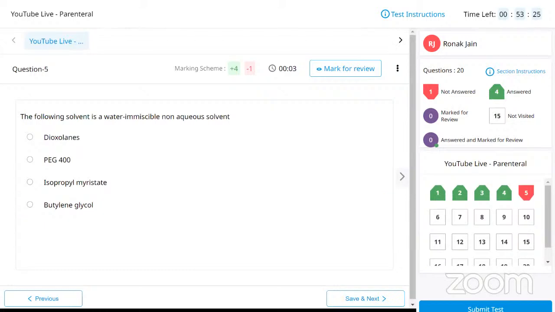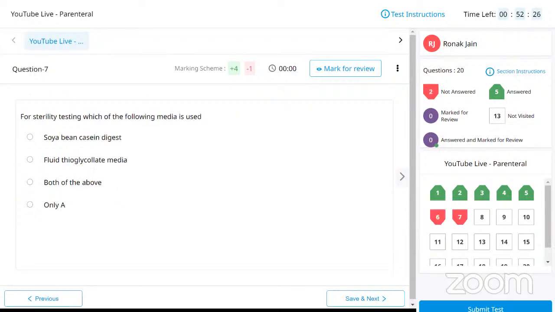The following solvent is a water immiscible non-aqueous solvent. So we have 4 options, and of these 4, 3 are water miscible and one is immiscible. We need to identify which one is water immiscible. If we look at the options, dioxolanes is more of water miscible. It's a specific class which has different other solvents in it. PG 400 is the most commonly used, I believe everyone must have used it. It's more of water miscible. Butylene glycol again is water miscible. Isopropyl myristate is an example of a water immiscible non-aqueous solvent. So the answer for this is C, and we'll move on to the next question.